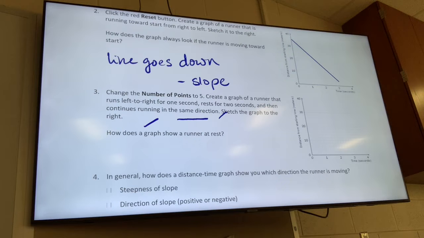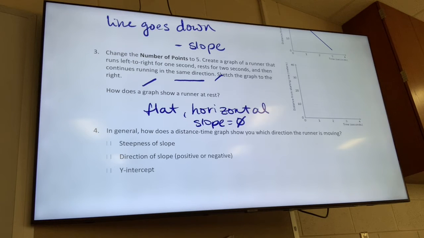So how does the graph show a runner at rest again? Flat, horizontal, slope equals 0. In general, how does a distance time graph show you which direction the runner is moving? So if your slope is going up, you're running to the right. If your slope is going down, you're running to the left.